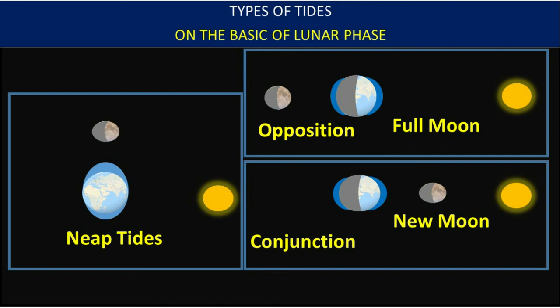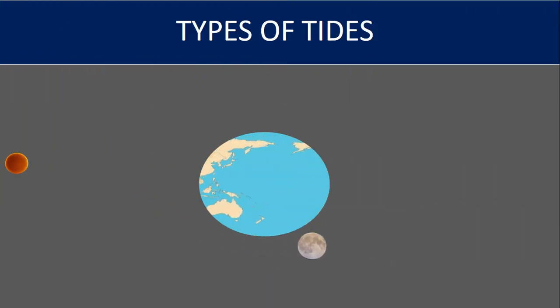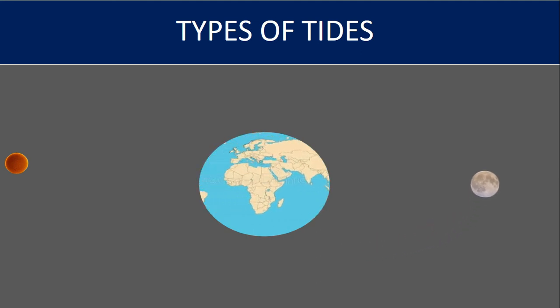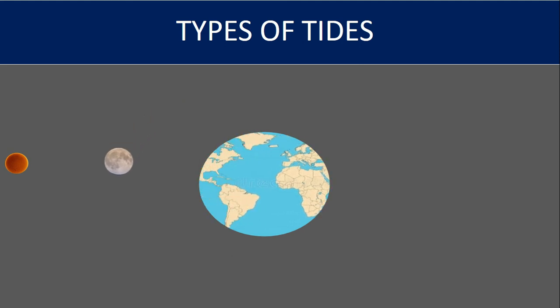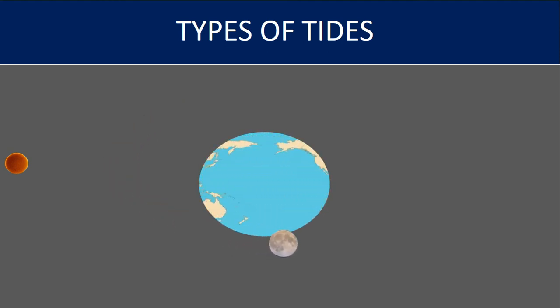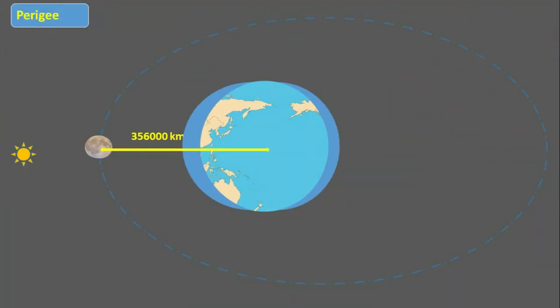Besides this, there are another two types of tides. We know the moon revolves around the earth in an elliptical orbit. So, once about every 28 days, the moon reaches its closest point to the earth. This is called perigee. During this period, there will be an increase in the average range of tides. This is called perigee tide.